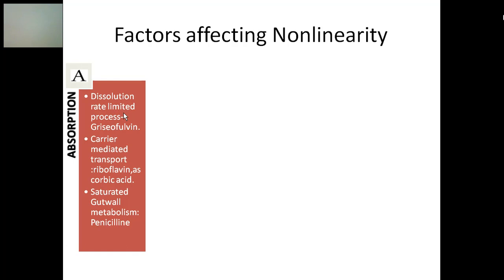The parameter which generally affects the absorption rate process is the amount of drug that is absorbed. So in the dissolution rate limited process, we generally get saturation due to the low solubility of the drug. Example, griseofulvin. So it reduces the extent of the amount of drug to be absorbed. Next, we have the carrier-mediated transport system. Examples I can give are riboflavin, ascorbic acid, and amoxicillin.